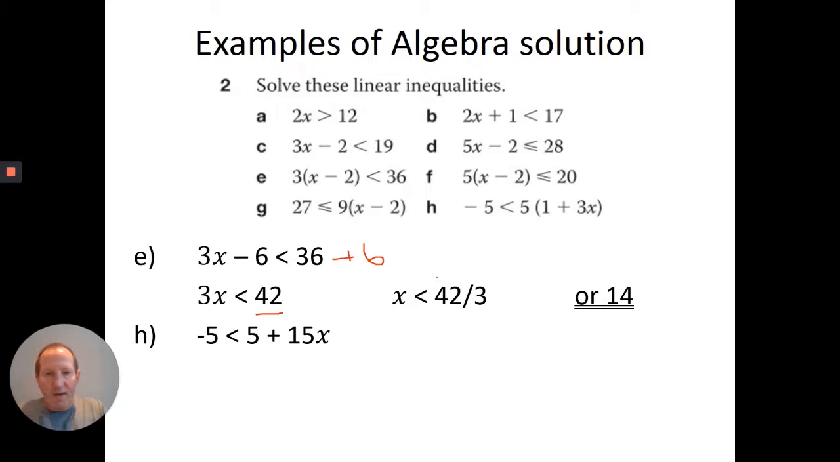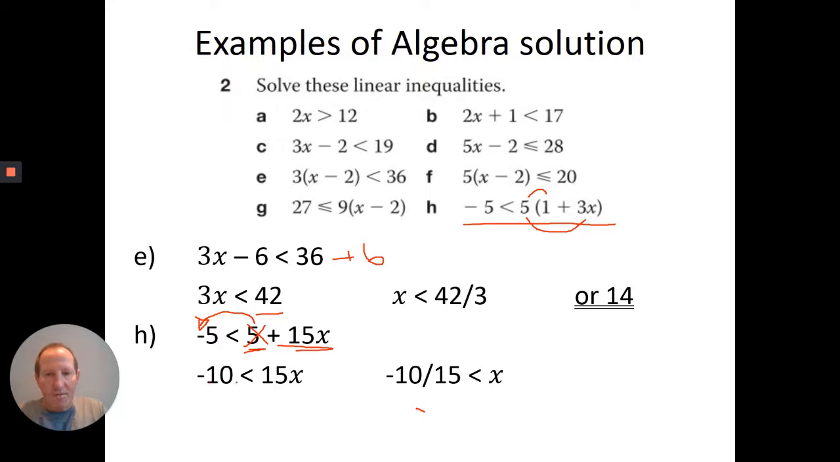Starting with this one for h. Again, need to multiply out the bracket. 5 times 1 gives me 5. 5 times 3x gives me 15x. First thing I'm going to do is to get rid of the 5 from that side. So when I take it over here, I'm going to take away 5 from both sides to get rid of it from there. Take away 5 from that side. It will give me minus 10 is less than 15x.